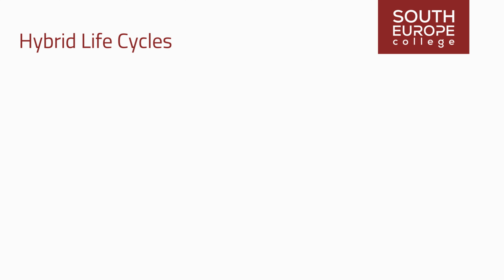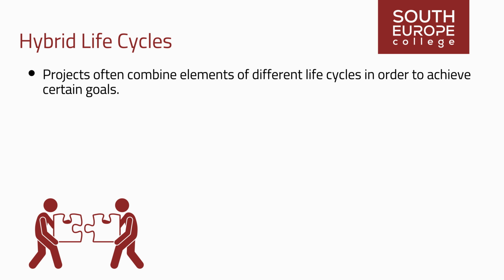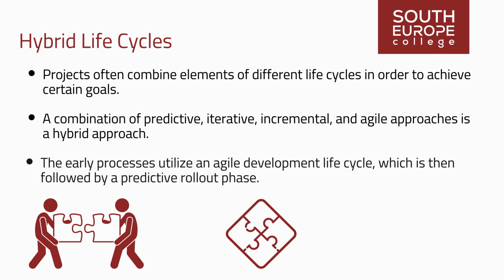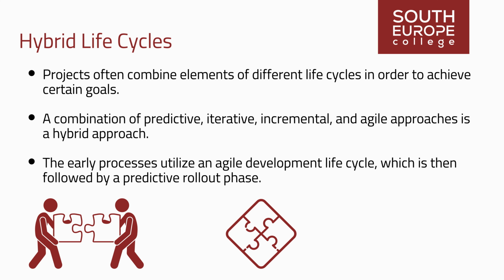It is not necessary to use a single approach for an entire project. Projects often combine elements of different life cycles in order to achieve certain goals. A combination of predictive, iterative, incremental, and agile approaches is a hybrid approach. The early processes utilize an agile development life cycle, which is then followed by a predictive rollout phase.